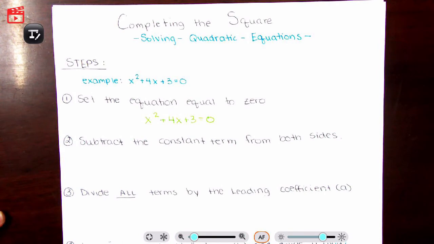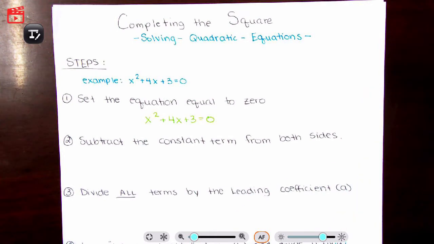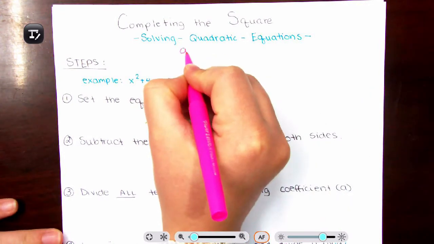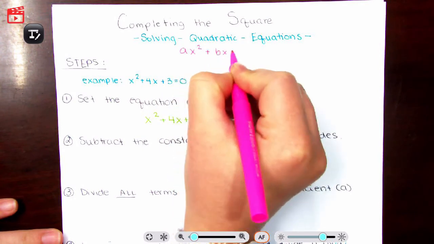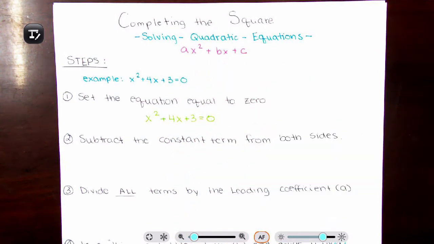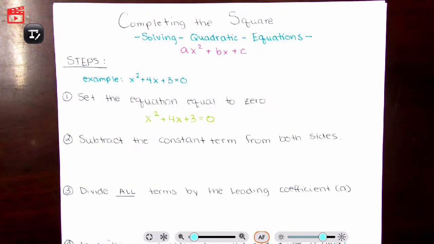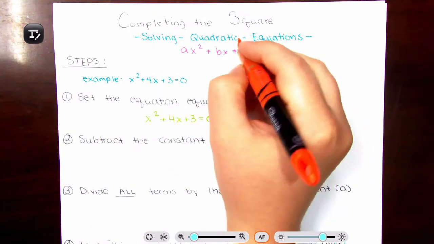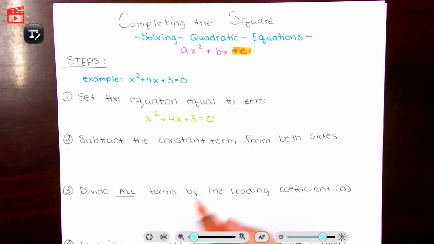Step number 2 is subtract the constant term from both sides. Now the constant is the term we call term C. So if we have our original term, it's ax squared plus bx plus c. That's our standard equation. And the constant is this term here, that C term, that last third term. So our constant is 3.